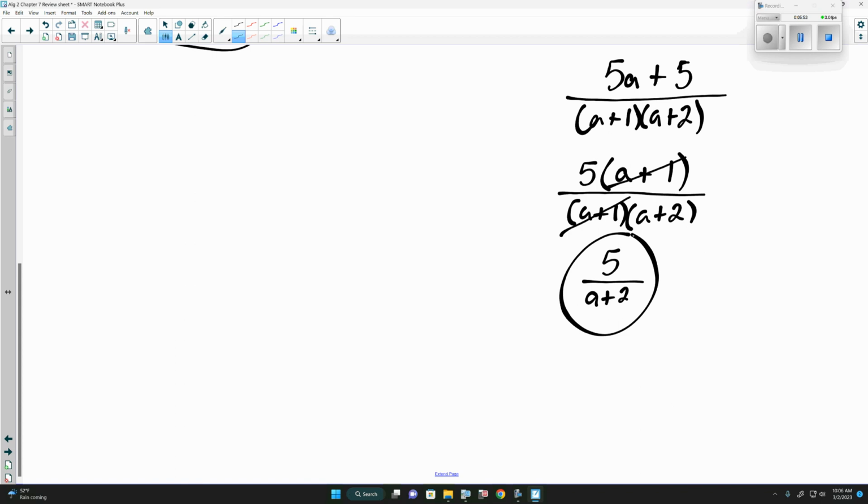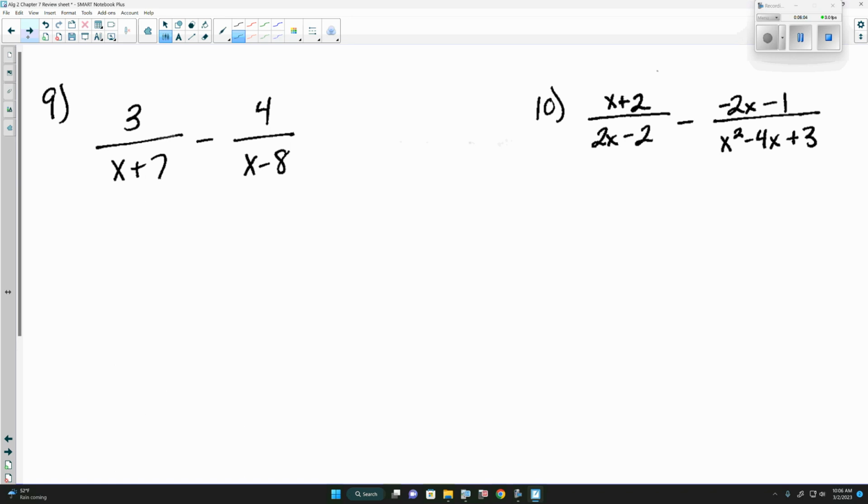Any questions on any of this here? Now, for the most part on the test, most of the addition and subtraction won't simplify, but it's going to be good to check.